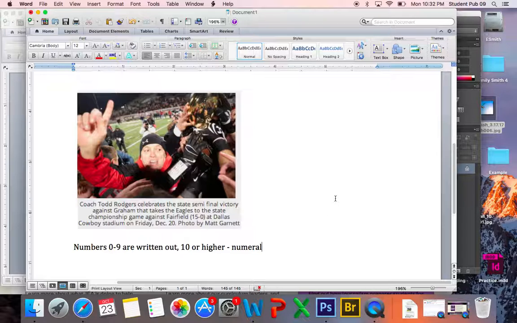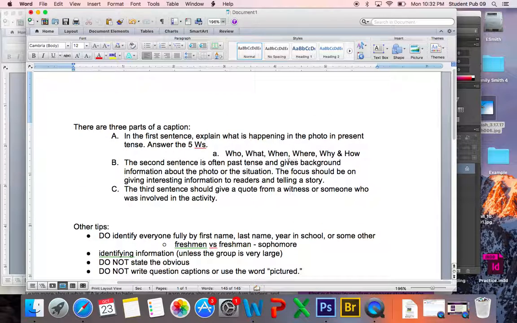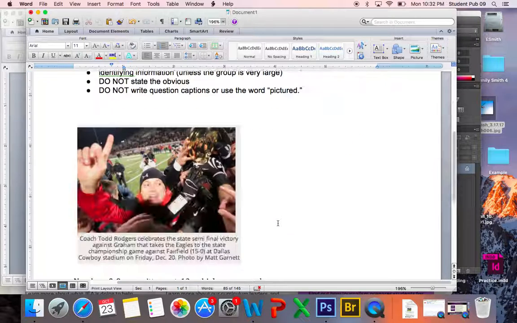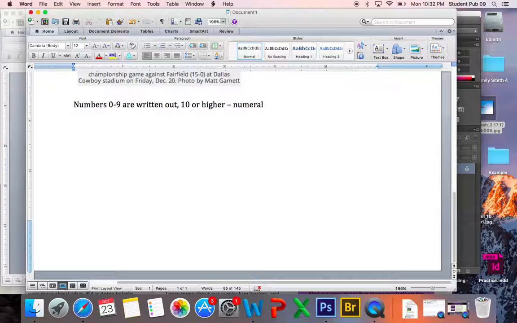Okay, so let's go over this a little bit again. The first sentence is present tense, the second sentence is past tense, and the third sentence should be a quote. And as I told you, we're not going to end on "person said."